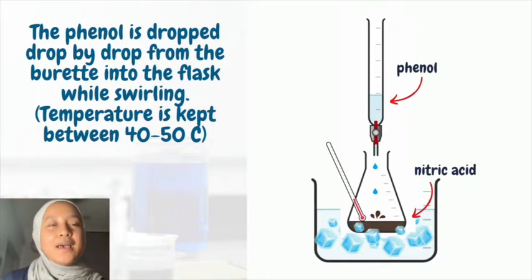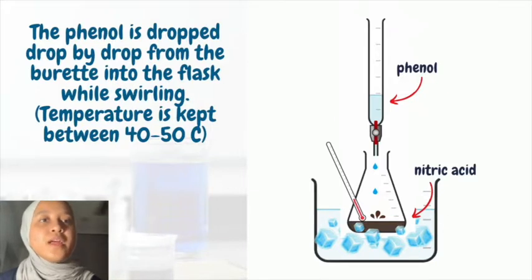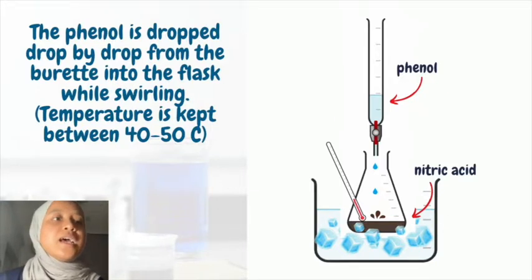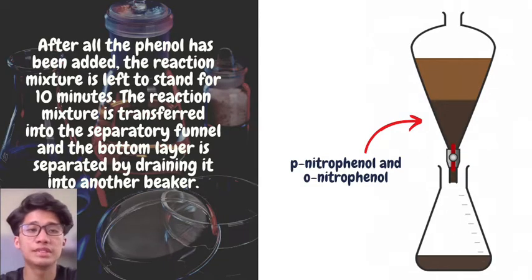The temperature is kept at 40 degrees Celsius to give a major yield of the para-nitrophenol isomer. This is because para-nitrophenol is more stable to form at higher temperature due to its steric effect. The phenol is then added drop by drop from the burette into the flask while swirling. A very dark oily mixture will form and the reaction is exothermic. After all the phenol is added, it is left to cool to room temperature.